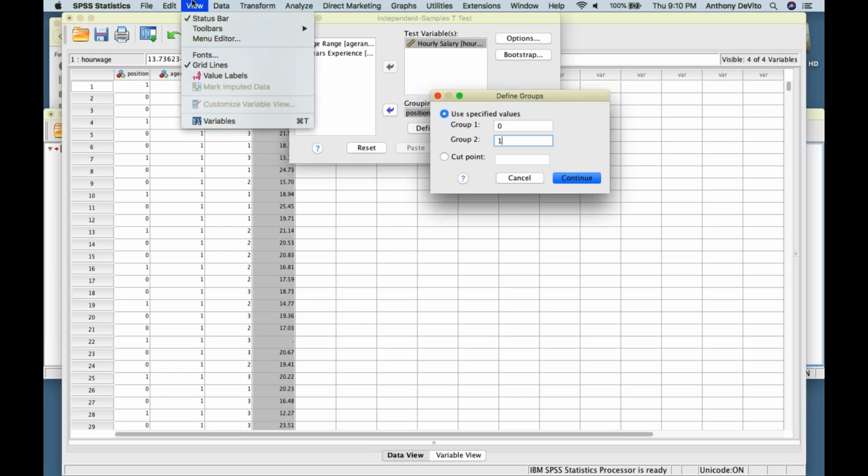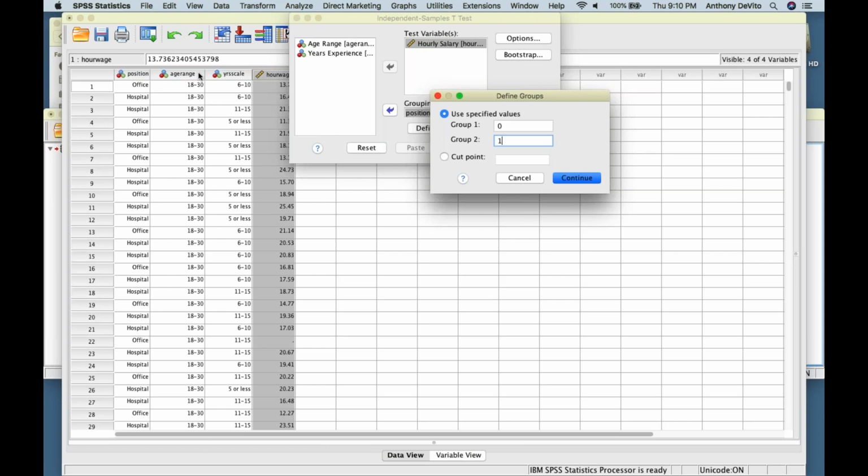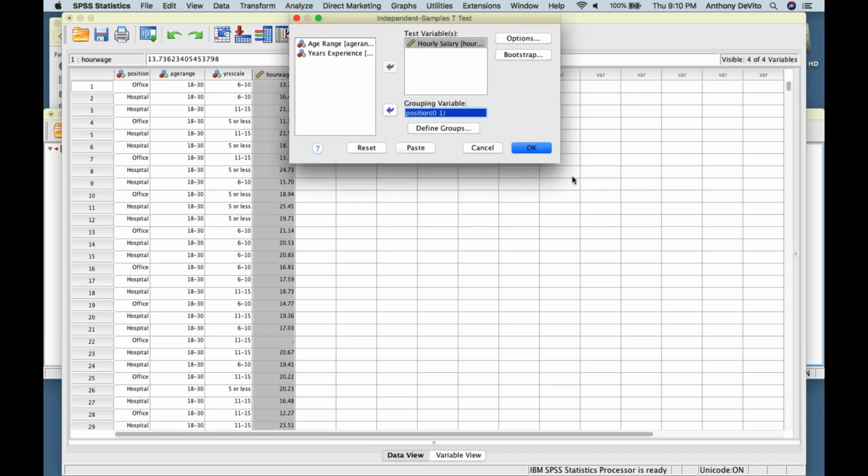By the way, I didn't realize until right this very minute that when you have these entry boxes open, you could actually go up here and turn the value labels on and off without having to close those boxes. Very convenient. Nice discovery. So I'm going to click continue, and I'm going to go ahead and click OK. The options generally are set up by default the way we probably want to use them.